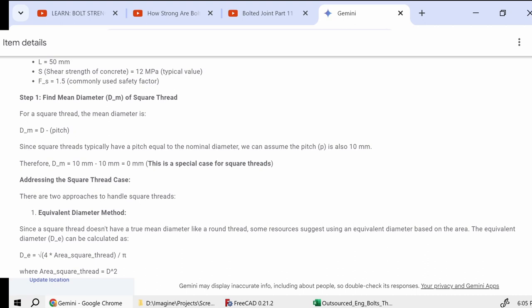Step 1. Find mean diameter, D_M, of square thread. For a square thread, the mean diameter is D_M equals D minus pitch. Since square threads typically have a pitch equal to the nominal diameter, we can assume the pitch, P, is also 10 millimeters. Therefore, D_M equals 10 millimeters minus 10 millimeters equals 0 millimeters.